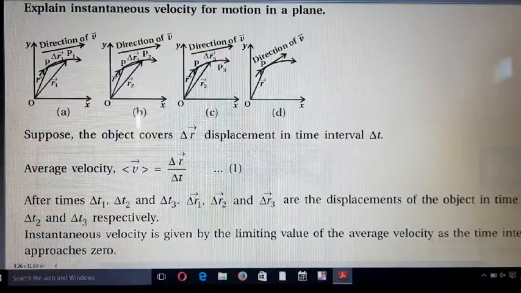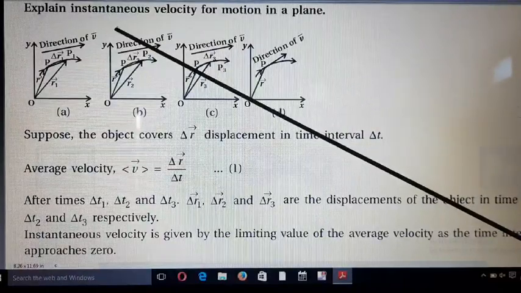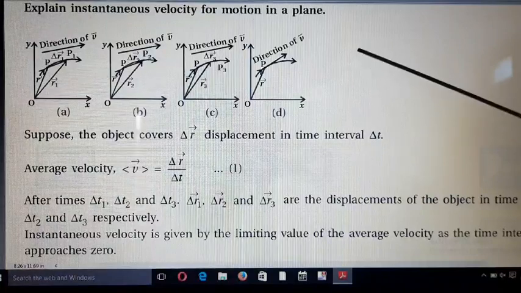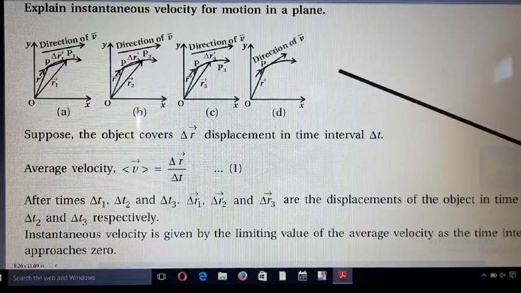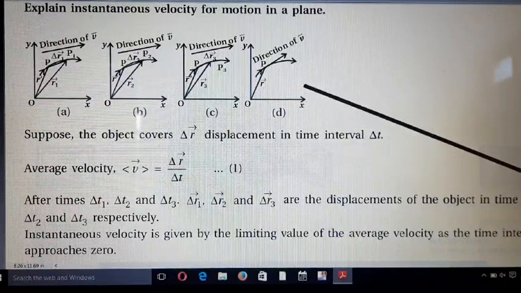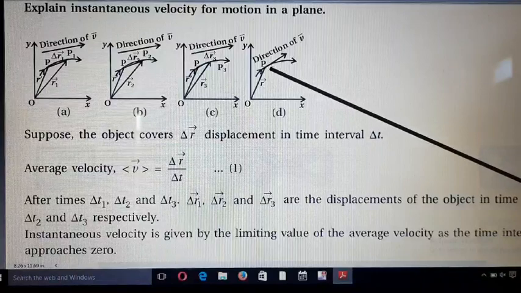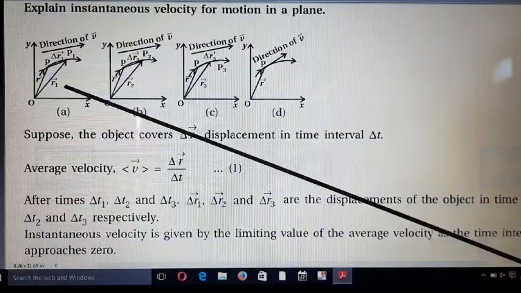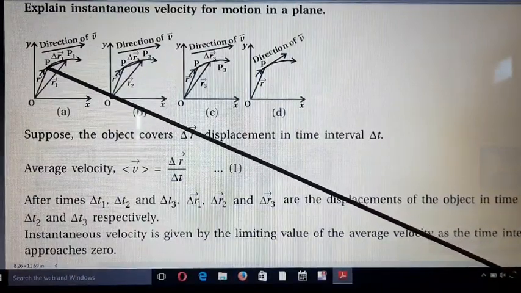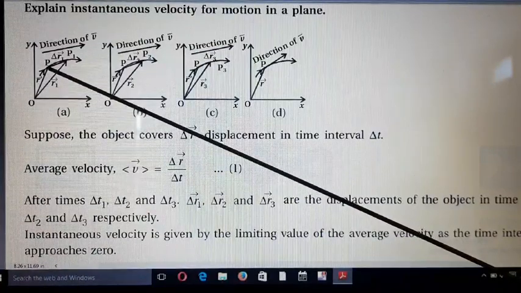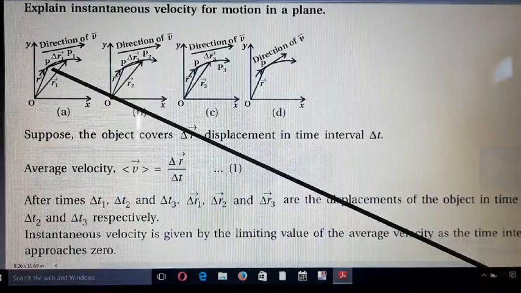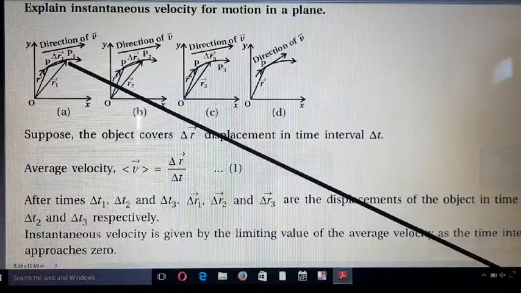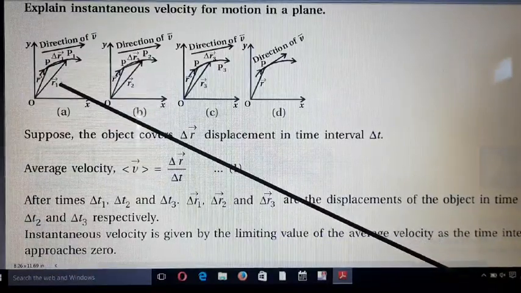Next question: explain instantaneous velocity for motion in a plane. Friends, look here. We have four figures, A, B, C and D. In figure D, we have one particle at point P and its position vector is r. In figure A, the particle has moved from P to P1, and at that point its new position vector is r1.